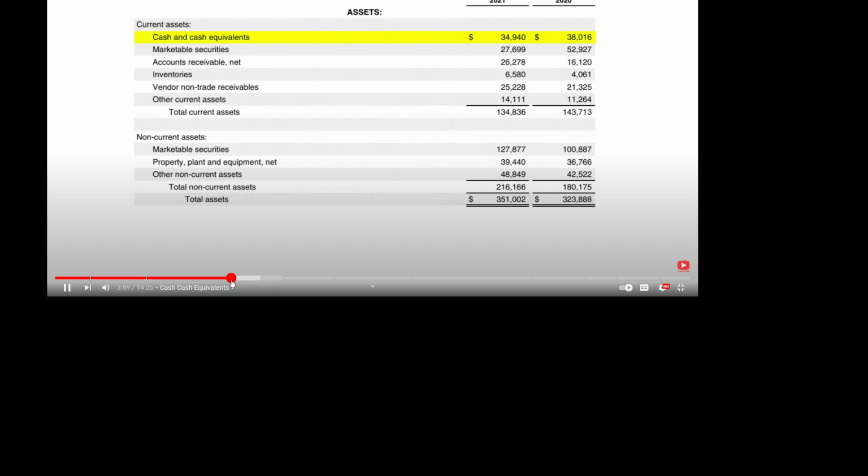This line is pretty self-explanatory. Cash is just the money that you have sitting in a checking or savings account. The part that needs some explaining is cash equivalents. Cash equivalents are short-term and super safe investments that can easily be turned into cash. Things that can be turned into cash in very quick order.